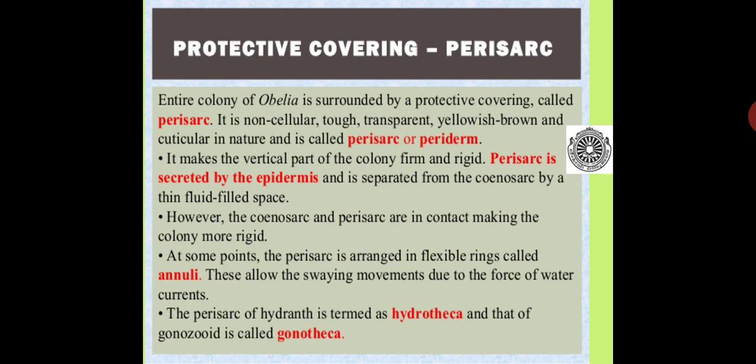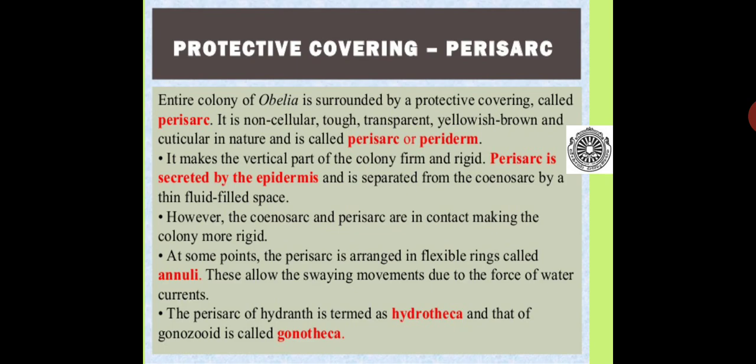Coming to the protective covering, that is perisarc. The entire colony of Obelia is surrounded by a protective covering called perisarc. It is non-cellular, tough, transparent, yellowish brown, and cuticular in nature and is called perisarc or periderm. It makes the vertical part of the colony firm and rigid because there are the actions of tides, and there might be damage to the colony.